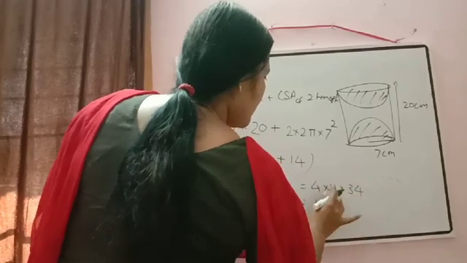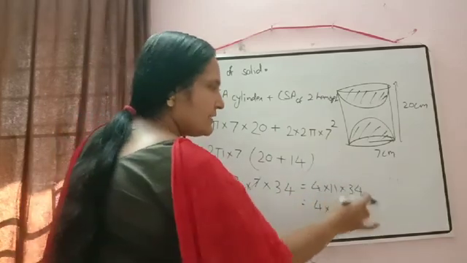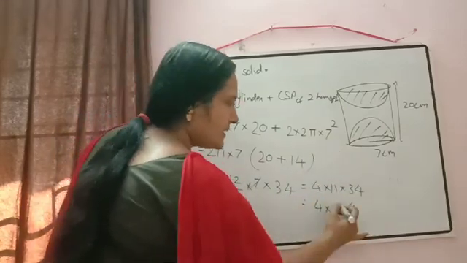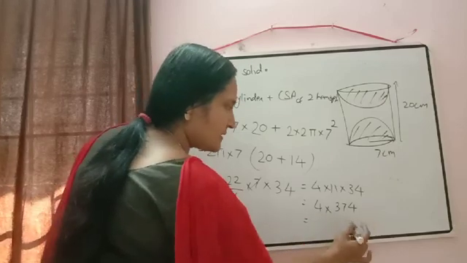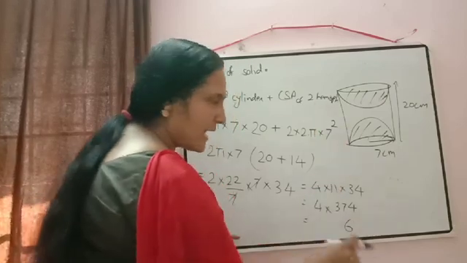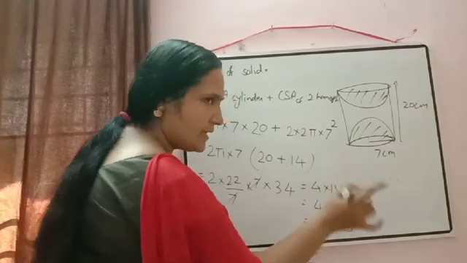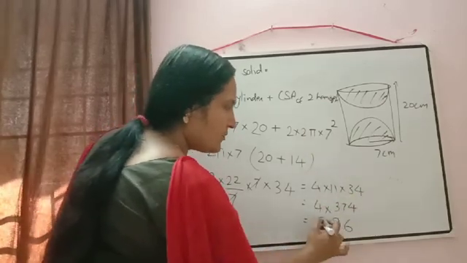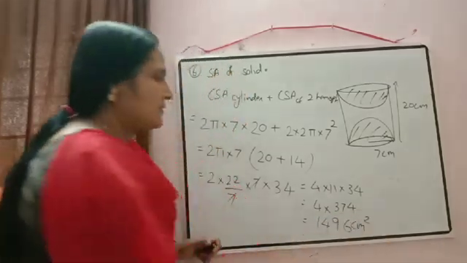So 4 into 11, 4 1s are 44. Carry over 4. 11 3s are 33. 33 plus 4 will be equal to 37. Now just to do the multiplication. 4 4s are 16, carry over 1. 4 7s are 28 plus 1, 29, carry over 2. 4 3s are 12 plus 2, 14. So the answer is 1496 centimeter square.